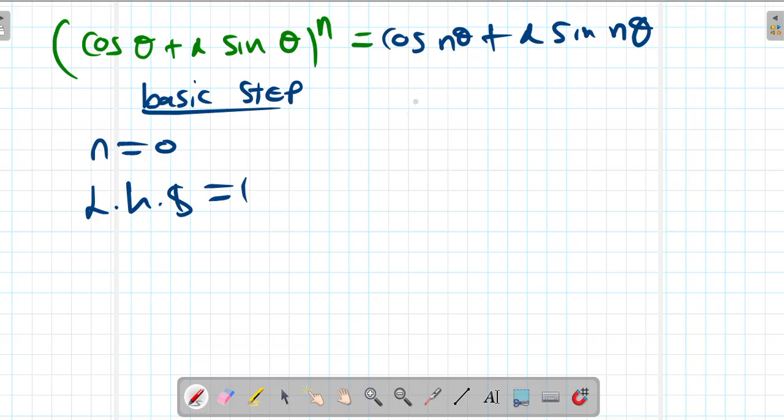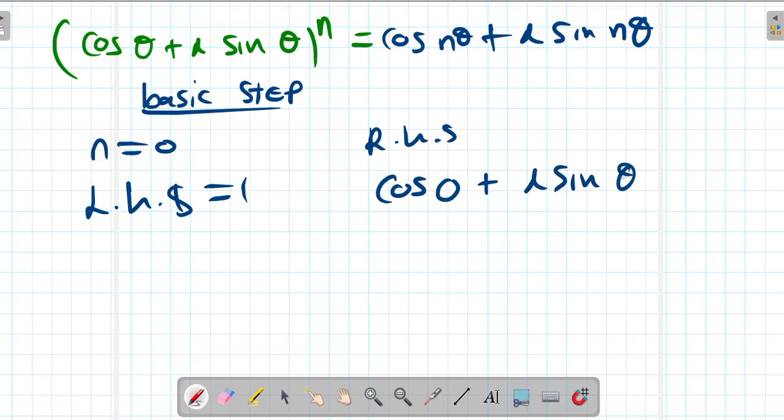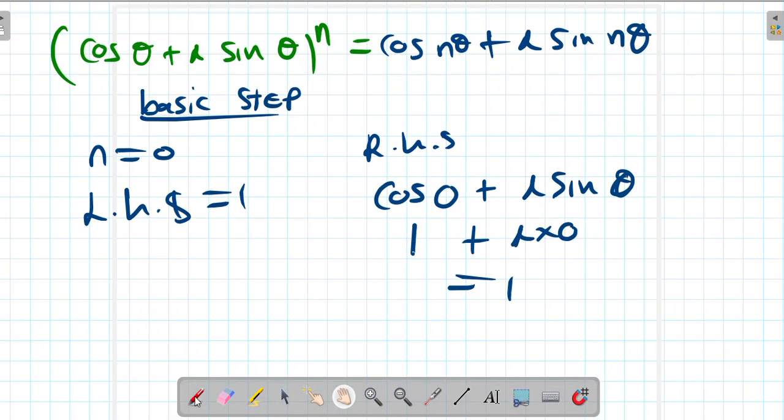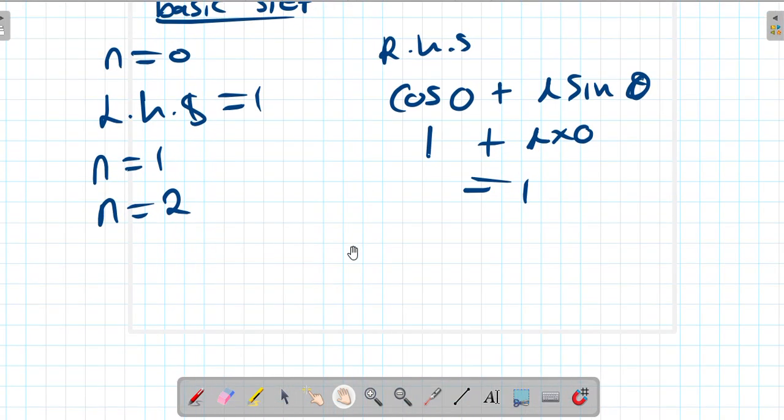Then when n is equal to 0, the right hand side will be equal to cos 0 plus i sine 0. Okay, and we know that cos 0 is equal to 1 and sine 0 is equal to 0, so this is going to be 1. Therefore, the basic step has been proved. You can go on and show for n equal to 1 and n equal to 2 if you want, and this will prove itself.